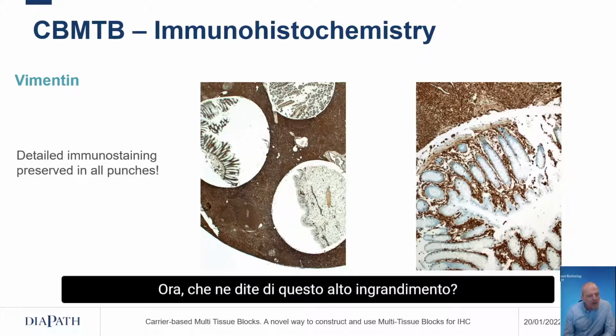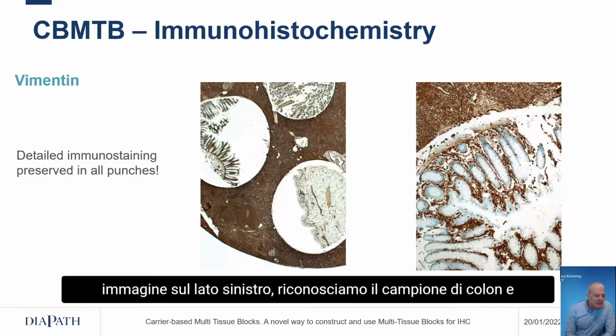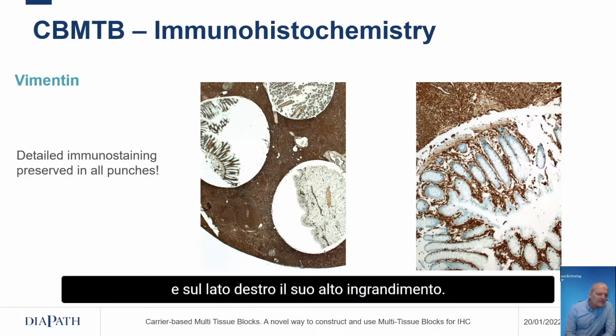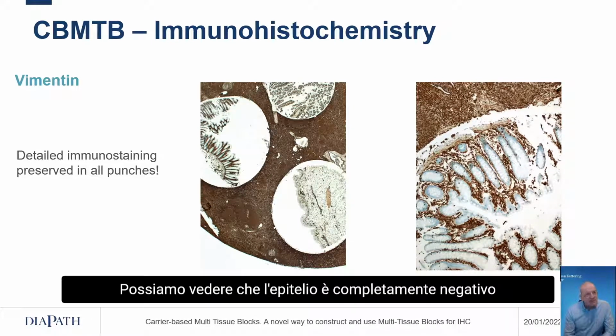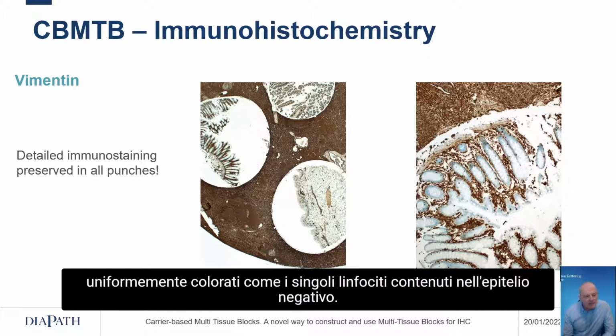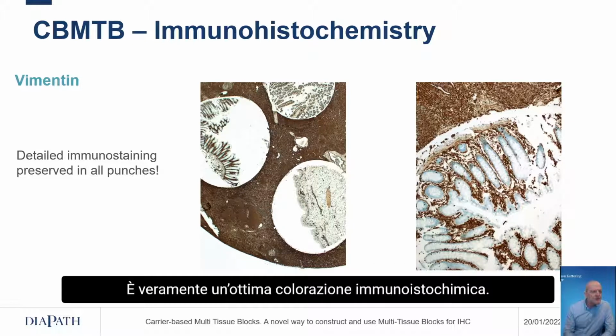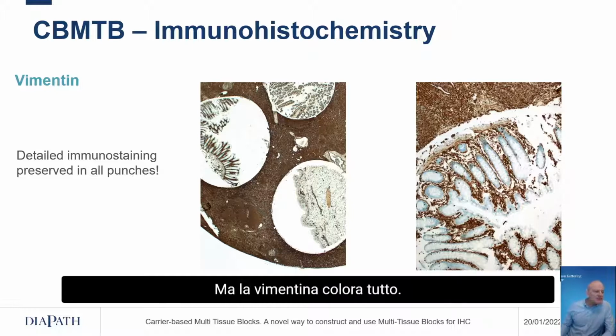Now, how about the high resolution when you look at this? This is, again, vimentin, and look at this. On the left side, you see the colon tissue, and on the right side, a high magnification. You can see that the epithelium is completely negative, and all mesenchymal tissues are evenly stained, with single lymphocytes in the negative epithelium. It's a very, very good immunohistochemical assay, but vimentin stains everything.